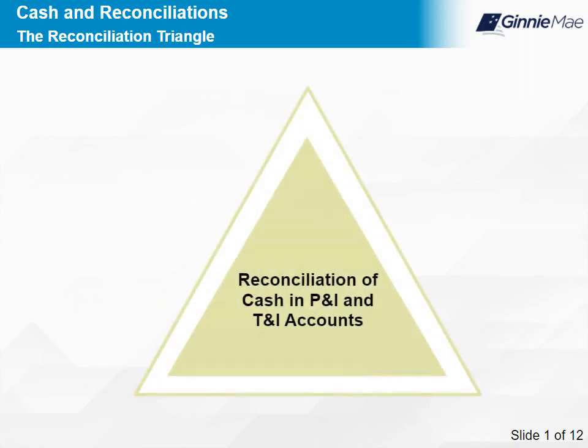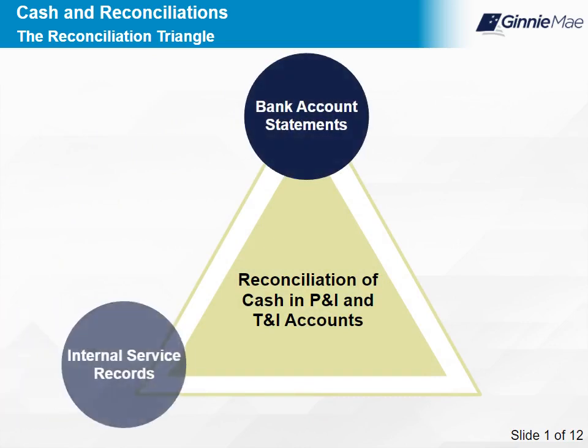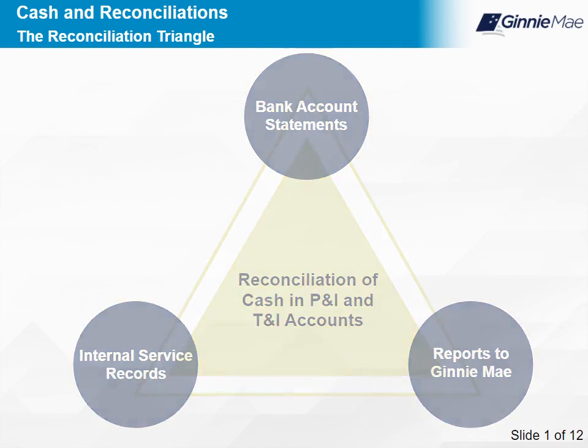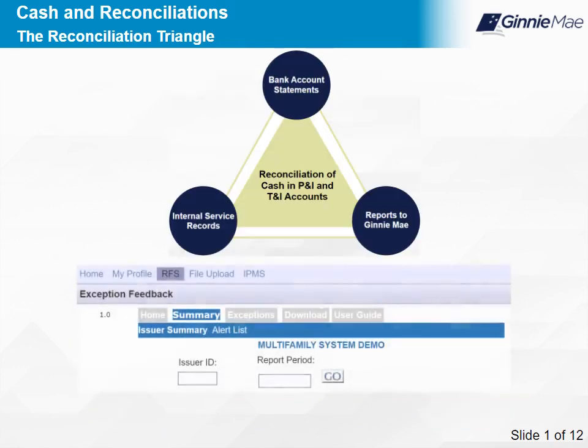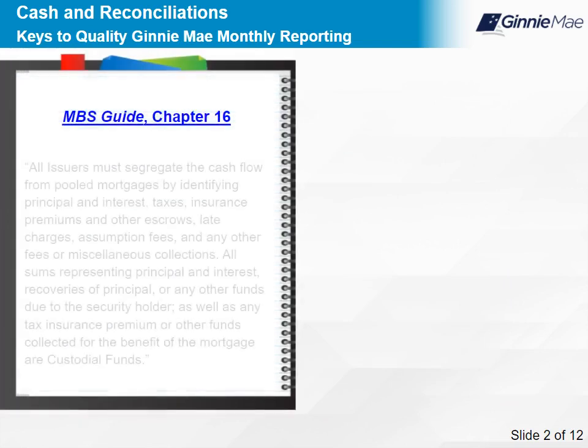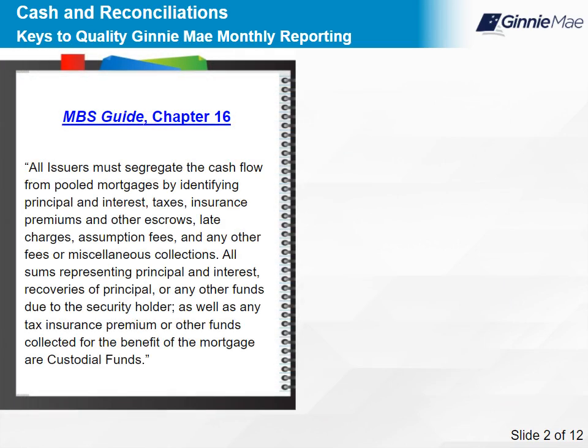Reconciliation of cash in P&I and T&I accounts consists of bank account statements, internal service records, and reports to Ginnie Mae for your monthly activity. Totals are found by navigating to RFS, Exception Feedback, Summary tab. Select Next to continue.